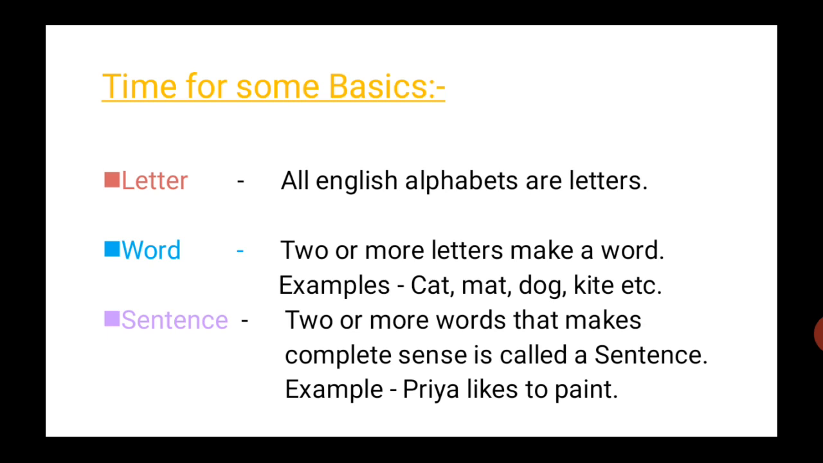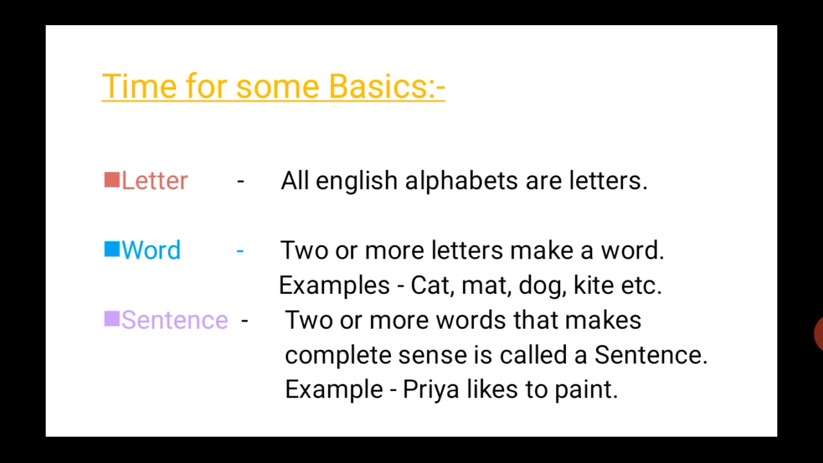Now, what are words? When we combine two or more letters, it becomes a word. For example, cat, mat, dog, kite. So, here we have combined two or more letters and made a word.